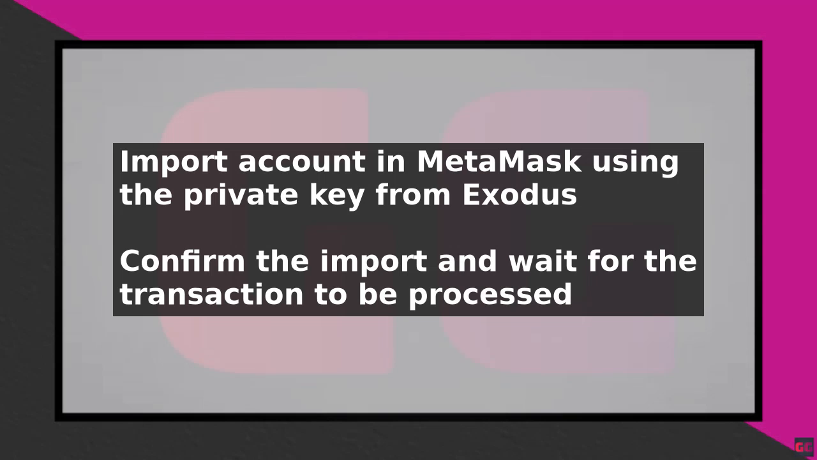To transfer funds from Exodus to MetaMask, go back to your Exodus wallet and send the desired amount to the address of the corresponding asset. In your MetaMask wallet, you can find this address by clicking on the three dots next to the asset in MetaMask and selecting Copy Address.